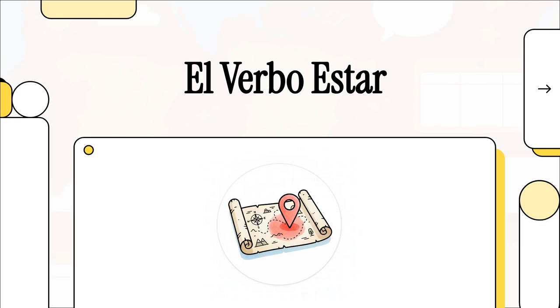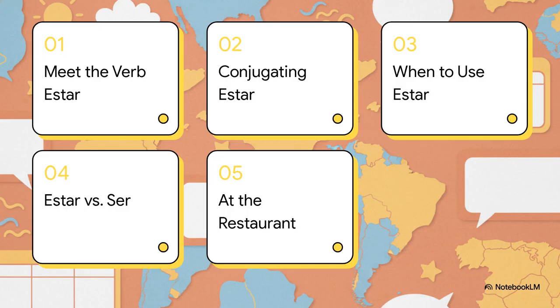Today, we're literally unlocking a massive piece of the Spanish language puzzle, the verb estar. By the end of this, you won't just be memorizing grammar, you're going to truly understand the fascinating ways Spanish distinguishes between who you fundamentally are and how you feel right in this very moment. Okay, let's dive into this.